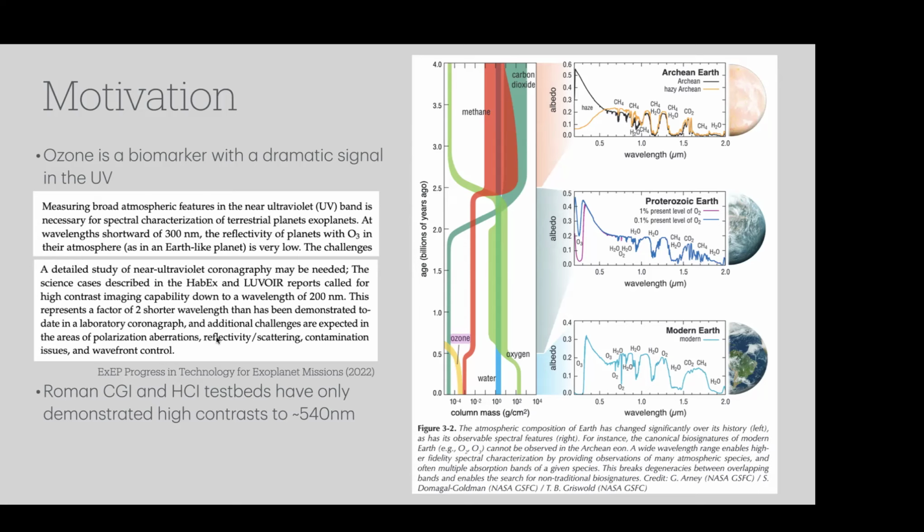But this is significantly shorter than any existing mission, either space or ground, has ever gone to. And even in the lab, no one has gone shorter than about 550 nanometers. And I think the Roman coronagraph also only goes as short as about 540 or so. Someone here should correct me if I'm wrong, but I think that's correct. So this is a science case that people are interested in. But there's been no demonstration at any level of high contrast imaging capability at these wavelengths.